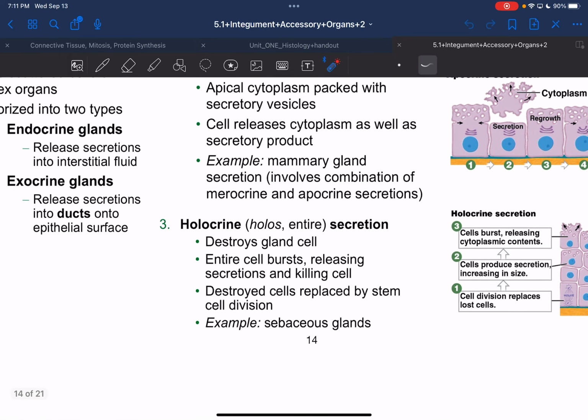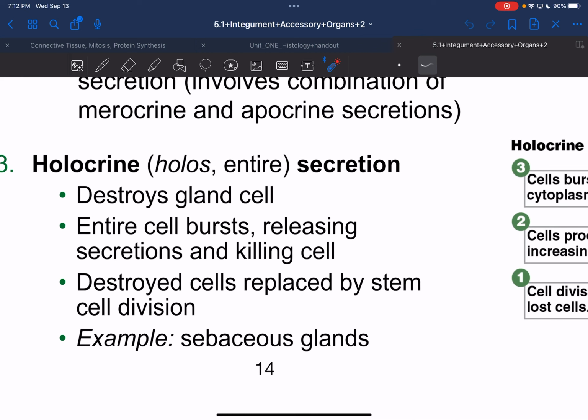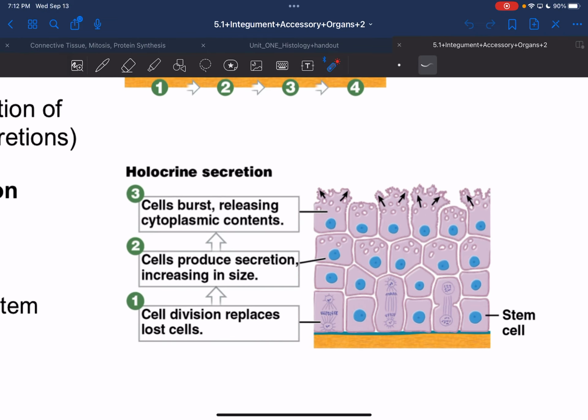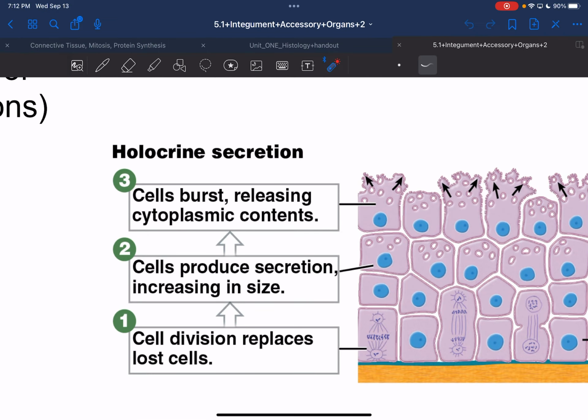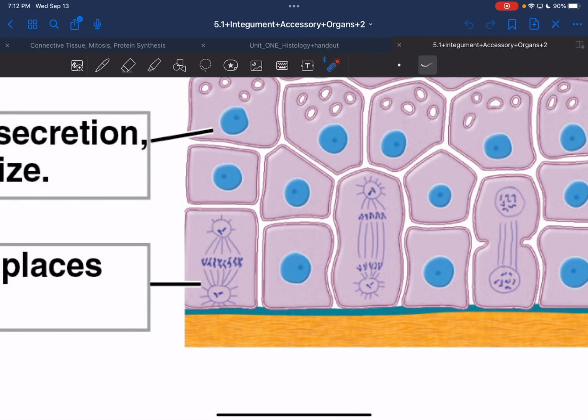And then lastly, we have holocrine gland. In Latin, holo means whole, right? Like the entire segment of something. And so think about that the cells themselves, they're going to die or end themselves in order to provide their function. Here you can see cells are dividing.